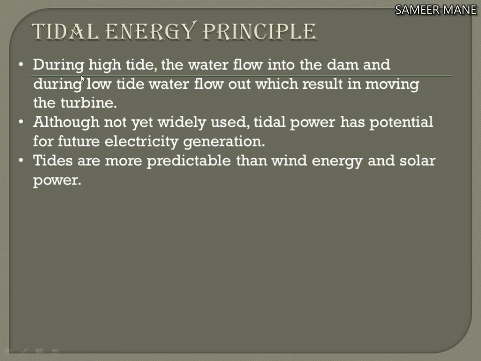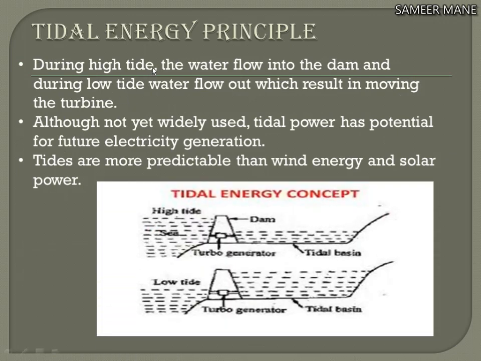Tidal energy principle. During the high tide, water flows into the dam and during the low tide, water flows out, which results in moving the turbine. Although not yet widely used, tidal power has potential for future electricity generation. Tides are more predictable than wind energy and solar power energy.